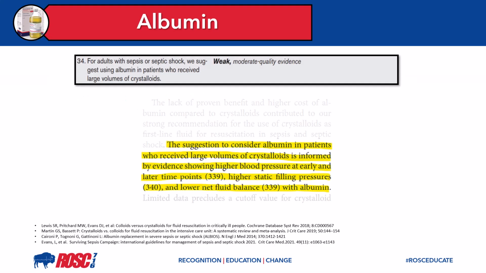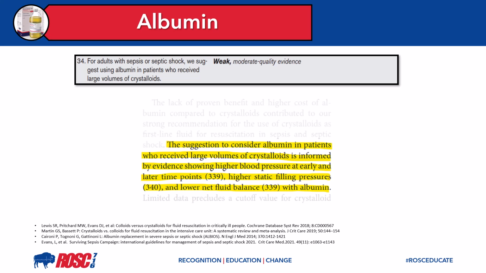Now knowing this information, let's move on to the 2021 Surviving Sepsis recommendations concerning albumin. Recommendation 34: for adults with sepsis and septic shock, we suggest using albumin in patients who received large volumes of crystalloids. Let's point out this is a weak recommendation. Next, let's point out that there's no defined cutoff for so-called large volumes of crystalloids. And lastly, let's look at the rationale. The suggestion to consider albumin in patients who received large volumes of crystalloids is informed by evidence showing higher blood pressures at early and later time points, higher static filling pressures, and lower net fluid balance with albumin.